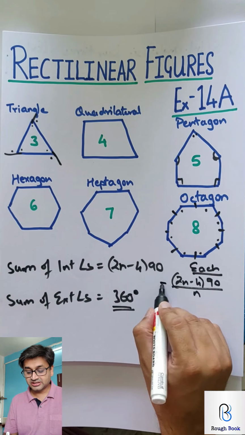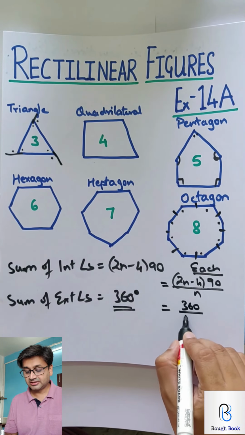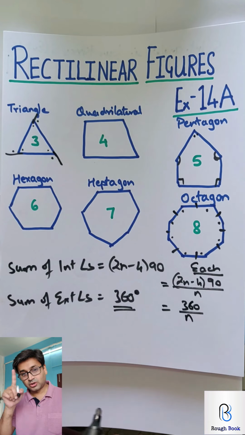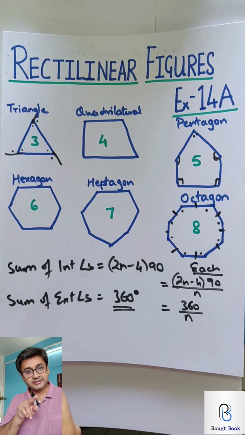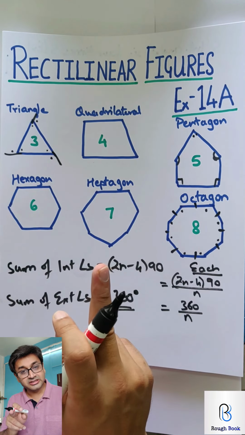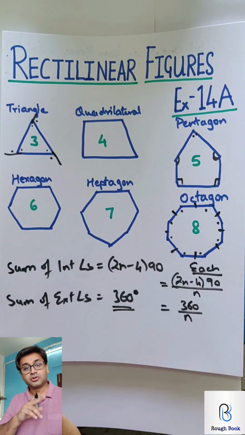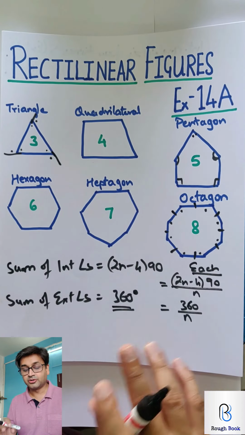Likewise, how will I get each exterior angle? So common sense, 360 by n. 360 is the total of all, divided by the number of sides. Why number of sides? Because the number of sides is equal to the number of exterior angles, or the number of sides is equal to the number of interior angles. So when you divide, you get each.